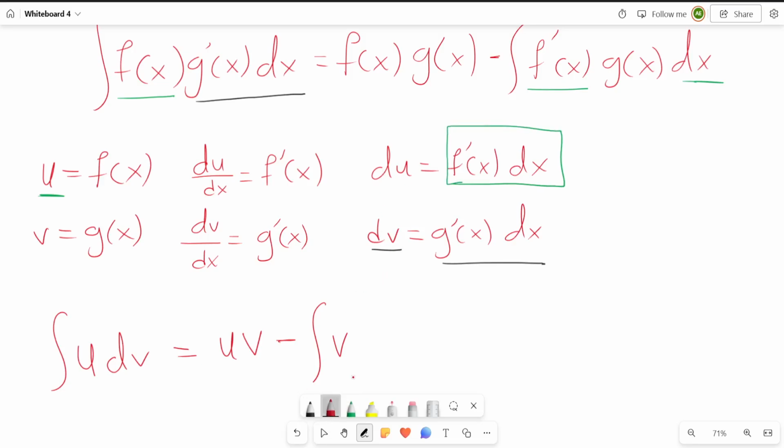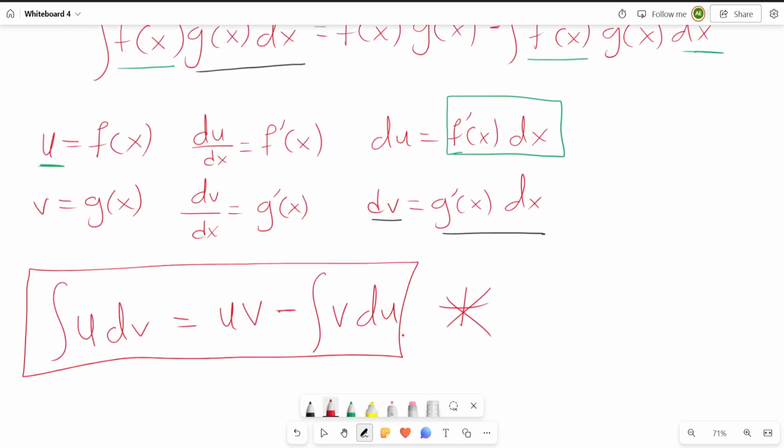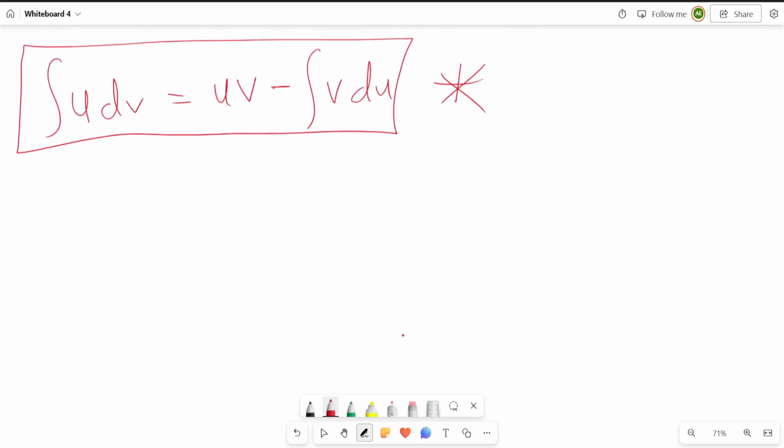So I can substitute f dash of x times dx with du, and I'm going to end up with the equation that we use for integration by parts. So this equation is the one that we're going to use in order to solve the questions for integration by parts from now on. Okay, so let's take a scenario or a question in order to illustrate how to use this equation. So in the first part of the video, we derived this integration by parts equation.